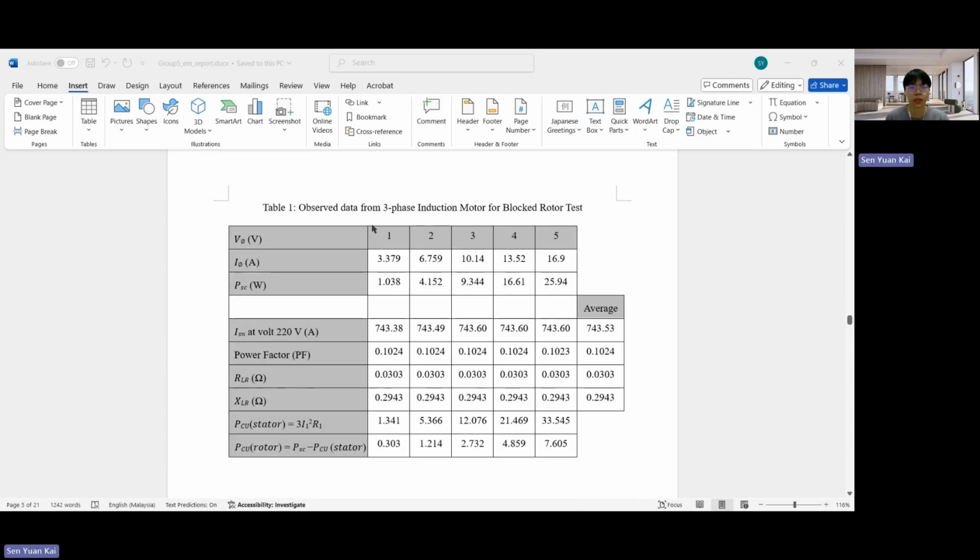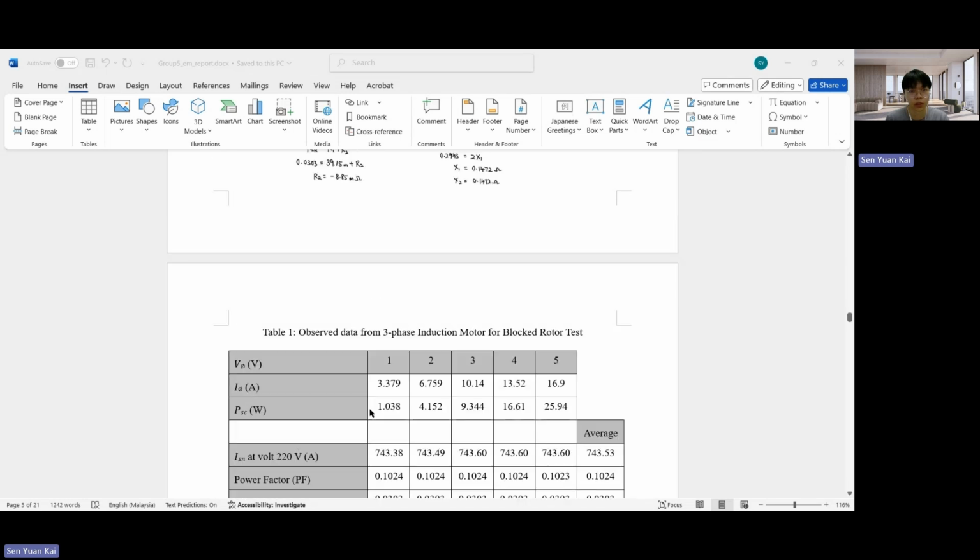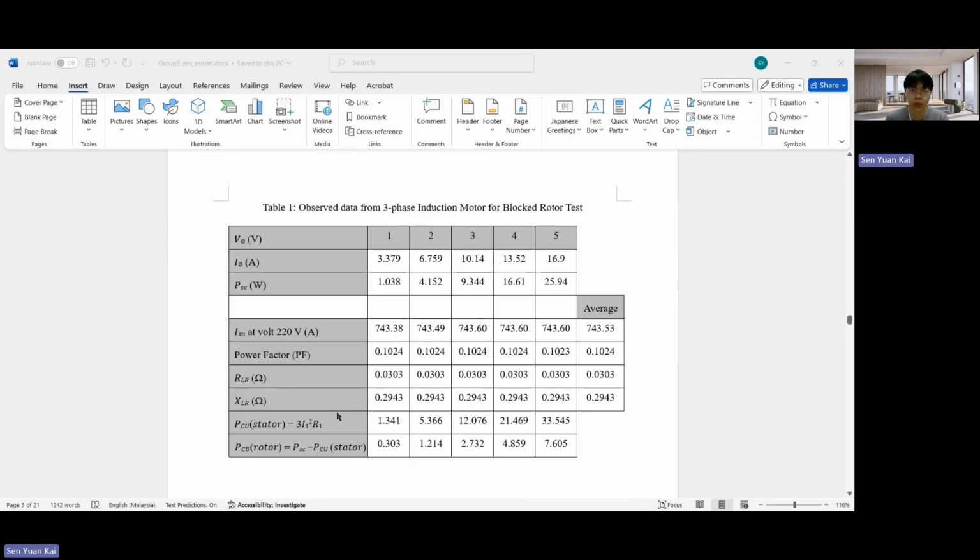In test 2, we tabulate the data, which is determined from the simulation in Simulink. The average power factor is 0.1024, the RLR is 0.0303, and the XLR is 0.2943. From this, we can determine the PCU stator. We use I1 squared times R1. The I1 is actually the I phase, and for R1 we use the value from test 1, which is 39.15 milliohm.